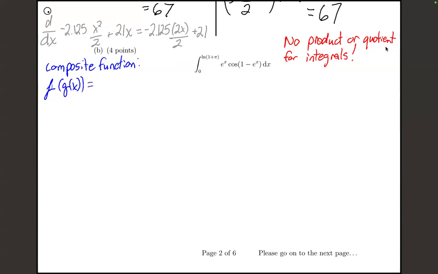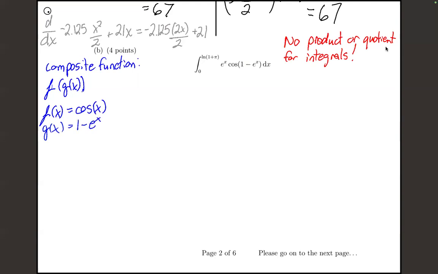So I'll write it this way. For our example, if we have f of x as the outer function equals cosine of x, right? And then the inside needs to be g of x, so g of x is equal to 1 minus e to the x.